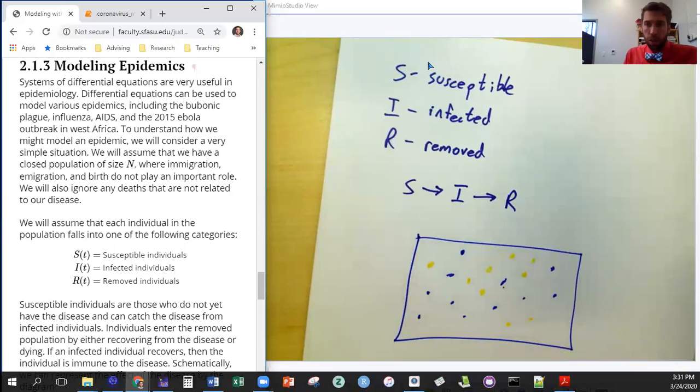I don't know if some of you have seen that little thing that the Washington Post posted where they had all little dots moving around, and some of them are infected and some of them are not. Well, what we're doing here is not going to be that complicated.